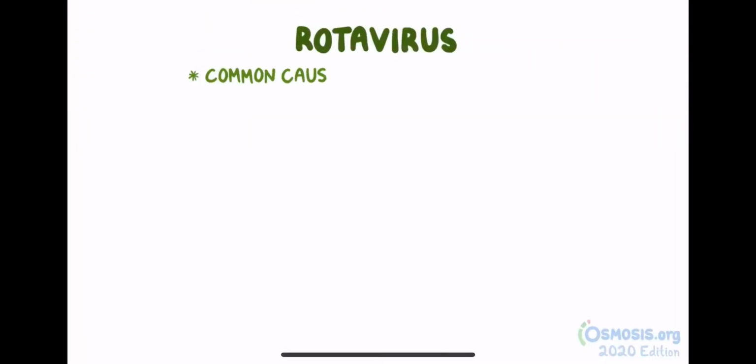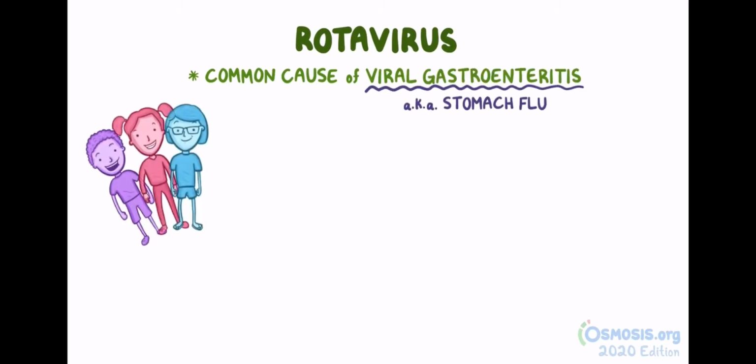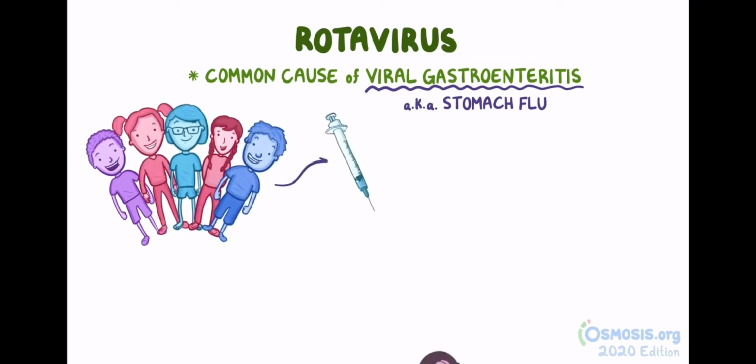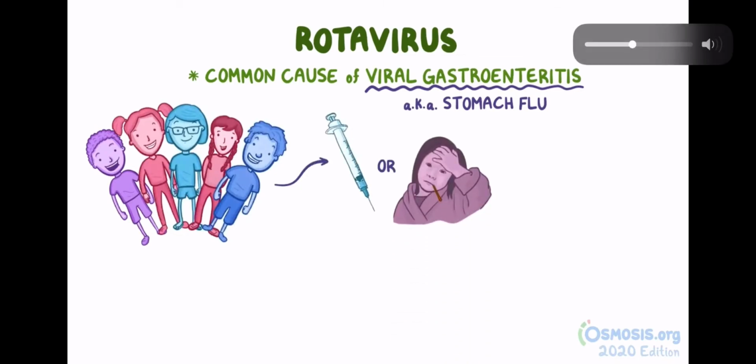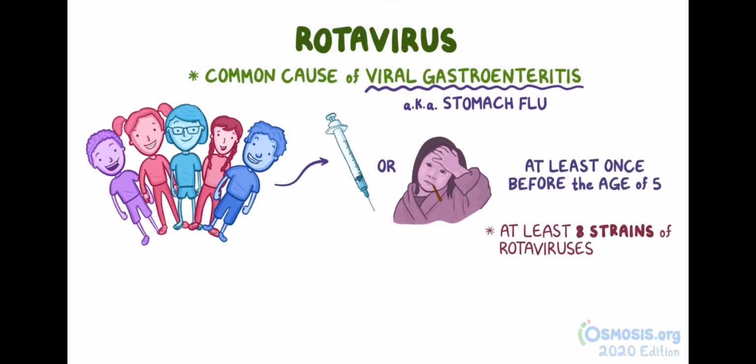Rotavirus is a common cause of viral gastroenteritis, commonly called the stomach flu, in children. In fact, it's believed that almost every child has had the vaccine or been infected by this virus at least once before the age of 5. There are at least 8 strains of rotaviruses, named A to H, but most rotavirus gastroenteritis infections in humans are due to group A strains.